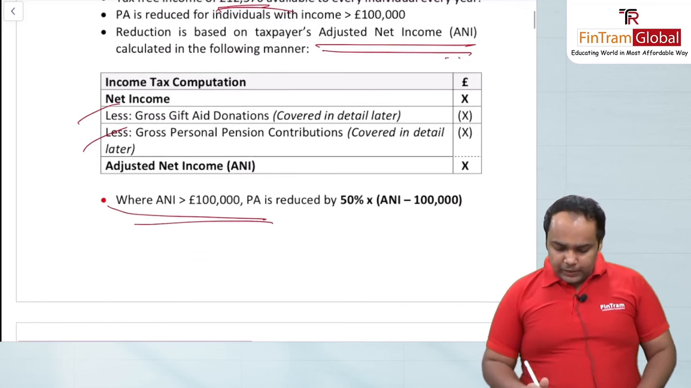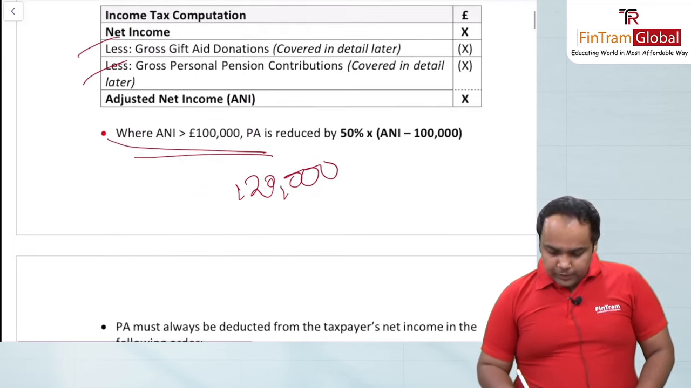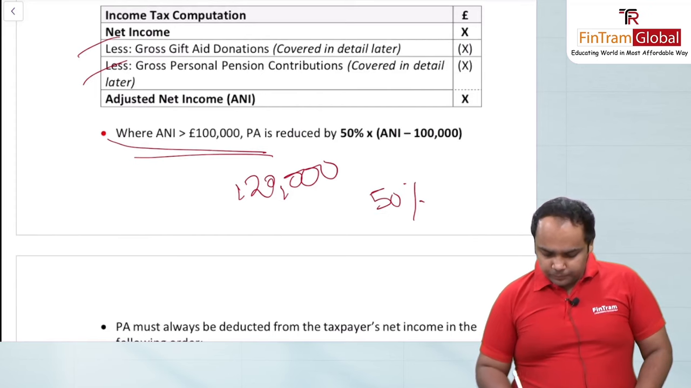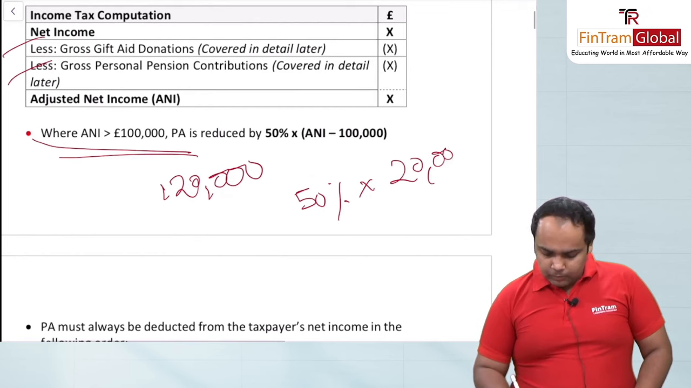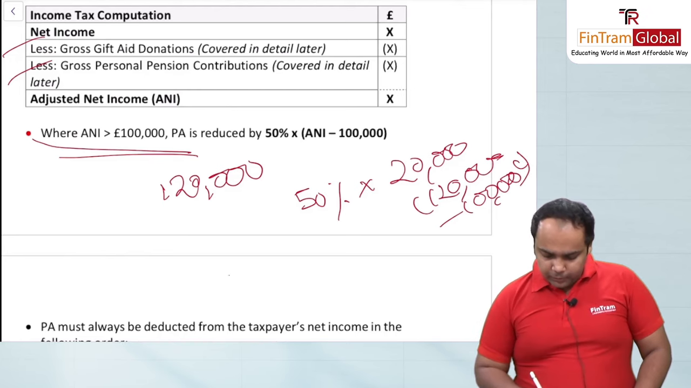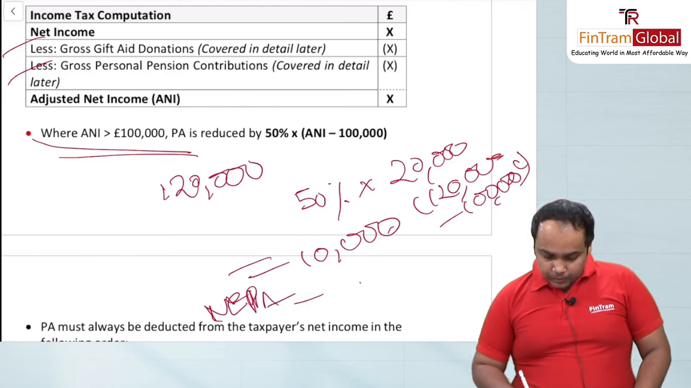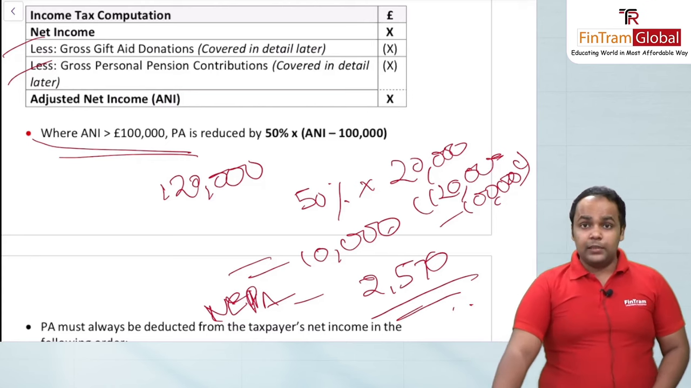So if the ANI is coming to, say, 120,000, PA is reduced by 50% of 20,000, that is 120,000 minus 100,000. So in this case, PA would be reduced by 10,000, and the net PA would be 2,570. So these are things that we learned.